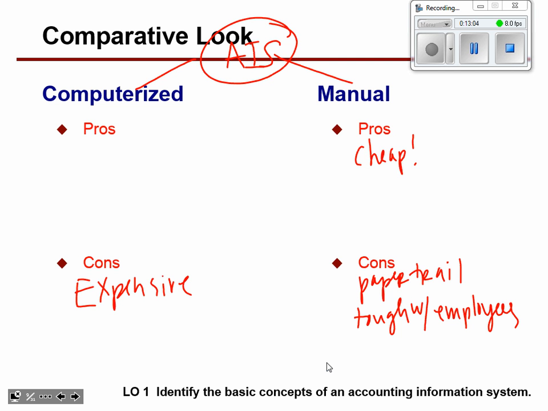Let's move to the computerized side. What's the good thing about a computerized system? Okay, reduced error. Actually, let's go back to manual. The con is increased error. So basically one's pro is the other con, but still I think we should keep going with the list. What's another good thing about a computerized system?